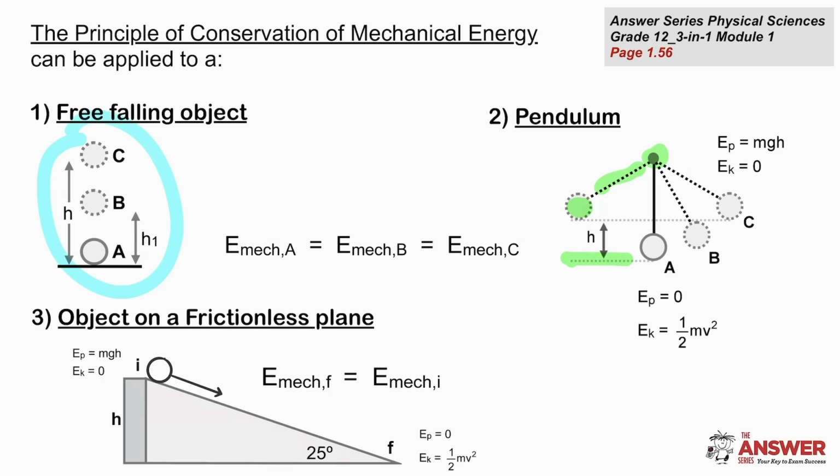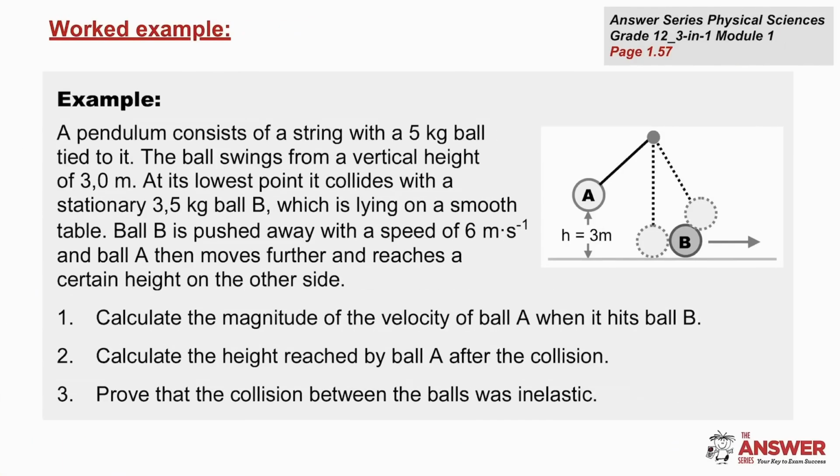The same applies to an object sliding down a frictionless slope. The slope itself, the Earth, and the object form a closed system with internal pairs of forces only. In all three of these cases, the total mechanical energy, that is, the sum of the potential and kinetic energies, is the same at any point and at any time during the motion. Here is an example of a pendulum, A. It is a closed system until the moment that it strikes B.